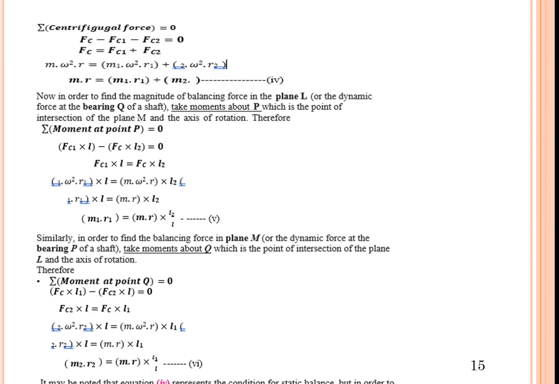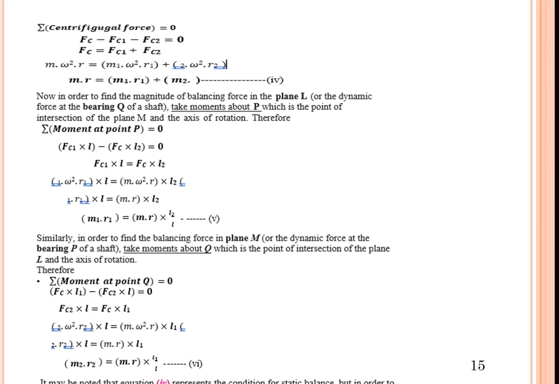Substitute the terms: m omega square R is equal to m1 omega square R1 plus m2 omega square R2. So that gets equated to m R is equal to m1 R1 plus m2 R2. Substituting the given values, you'll be able to find the unknown values. Taking the sum of the moments equal to 0: Fc1 into L1 minus Fc2 into L2 is equal to 0. So Fc1 L1 is equal to Fc2 L2.